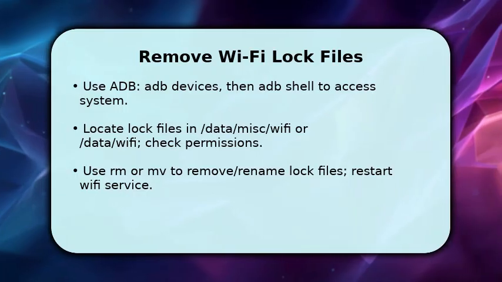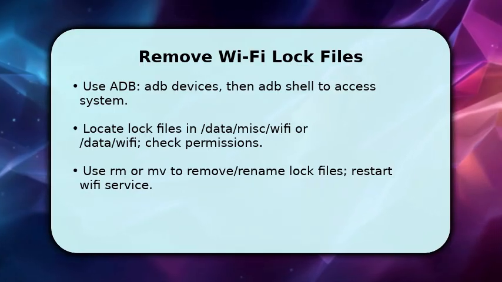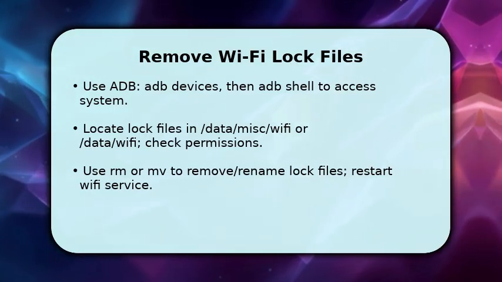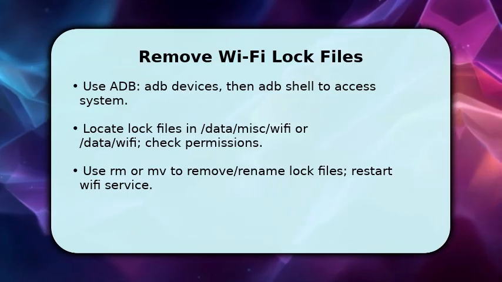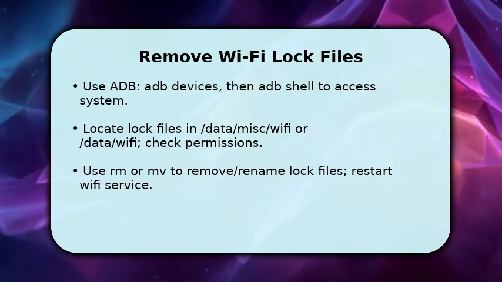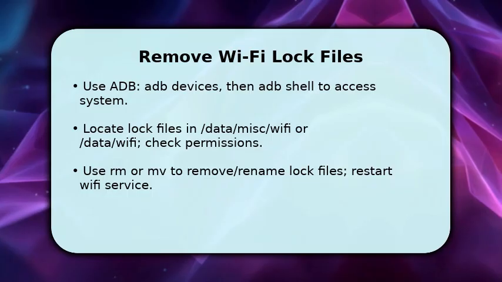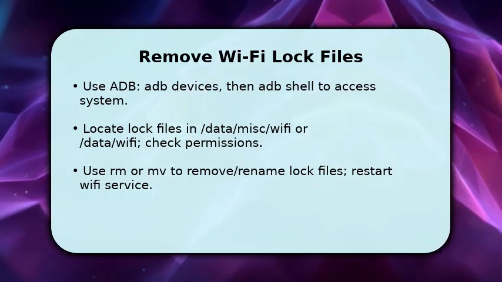First run adb devices to confirm connection, then adb shell to get a command prompt. Navigate to /data/misc/wifi or /data/wifi and list files with ls -l to find lock-related files. These often include lock or DB files. Use rm to delete or mv to rename them so you can restore if needed.